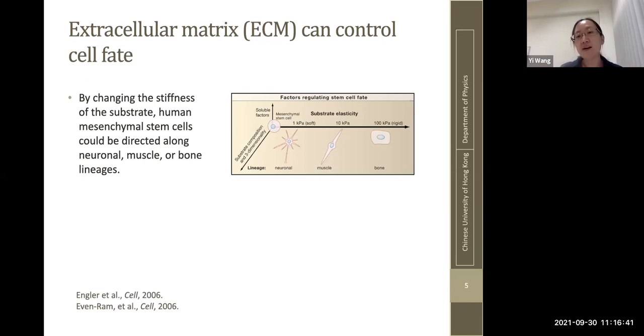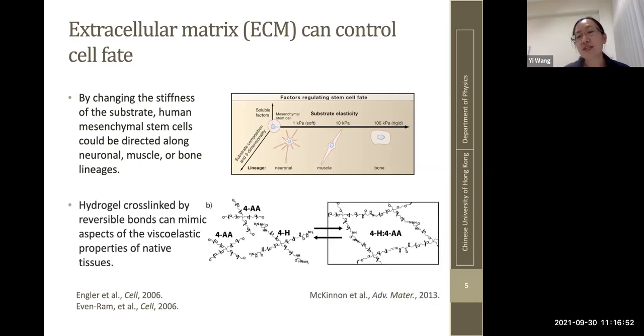So depending on, say, the rigidity of this ECM, these cells have different destinations as listed by this figure, okay? So now the natural question is, can we mimic such an environment? So did I say in vitro? Okay, so I meant in vivo earlier. So now it's in vitro. So the question is, can we actually mimic and reproduce similar environments in vitro? Okay, using something called hydrogel.